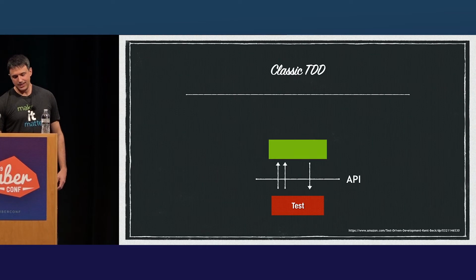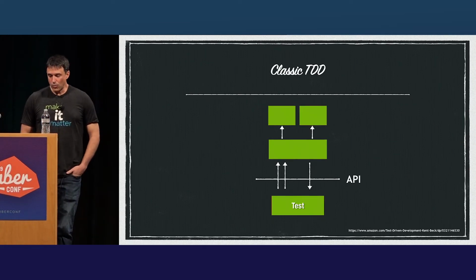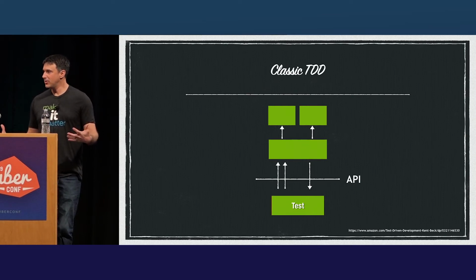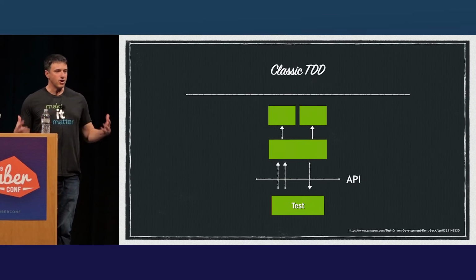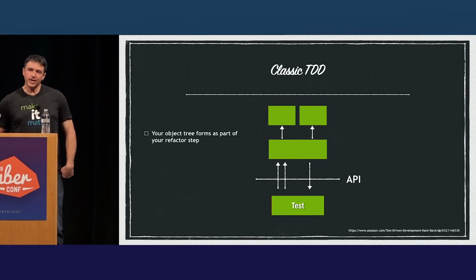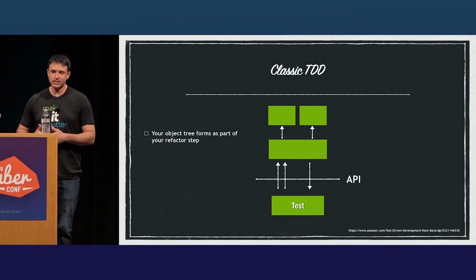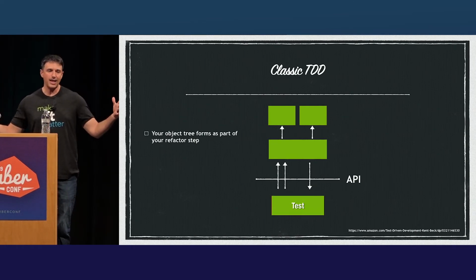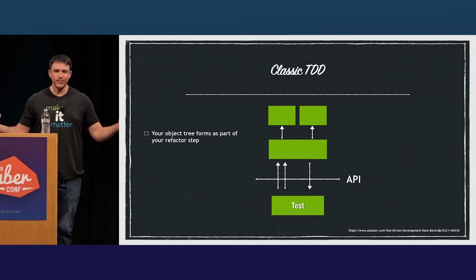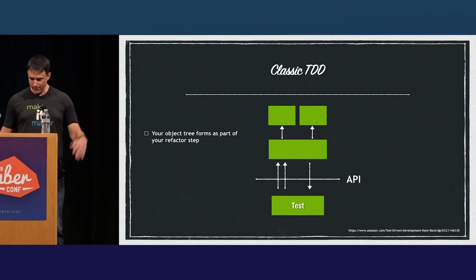You write a test, you write the code that passes that test, and then in the refactor step you try to refactor things so that you have reuse and don't end up with large bloated classes. This refactor step is pretty important because it's what forms your object tree. If you just TDD against an API surface all day long without any refactoring, you're going to have one giant object. You're really creating the collaborators as you go in your refactor step.